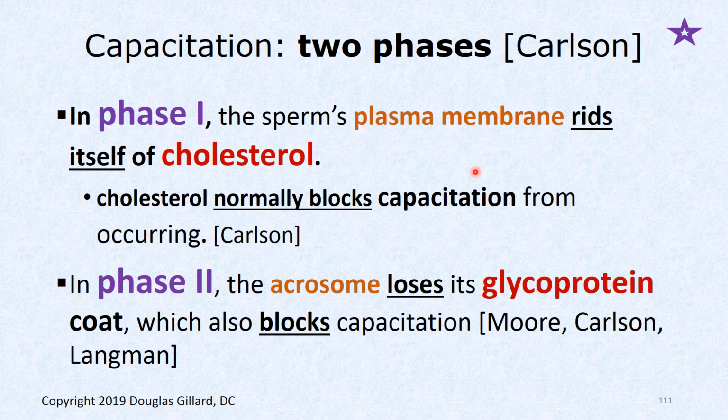And then phase 2 occurs. The acrosomes start shedding some of the glycoprotein coat that they have to make it a little bit thinner, which also blocks fertilization. That doesn't block capacitation, it blocks fertilization. That's probably been there a couple of quarters. I'm surprised nobody caught that before.